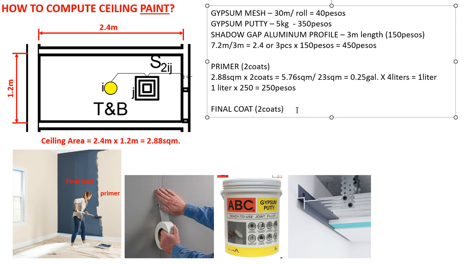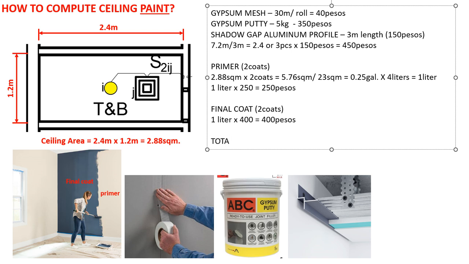For the final coat, it's still the same because it's still the same area and coats. So it is also 1 liter, but the price for the final coat paint is different, like 100 pesos per liter. So the total amount for the paint alone is 250 plus 400. That means it costs just around 650 pesos for the material.